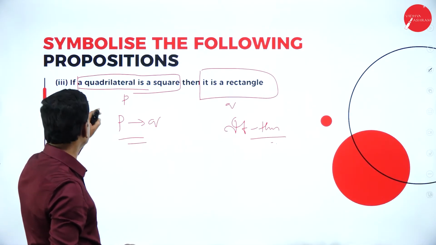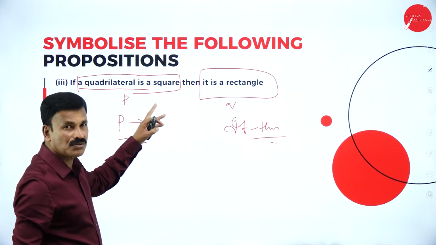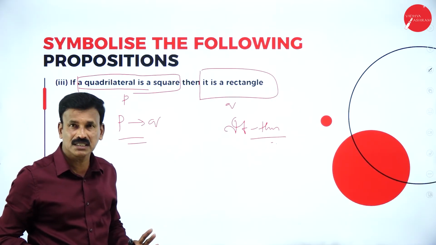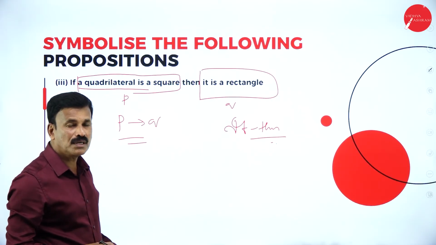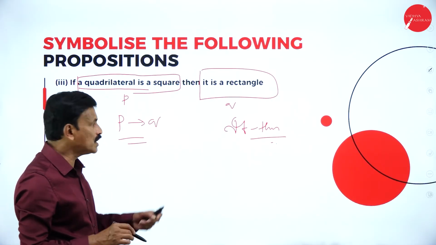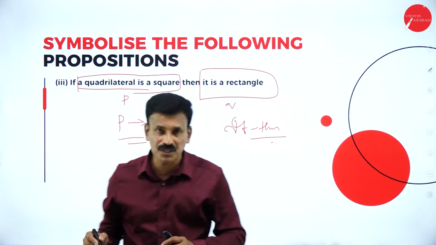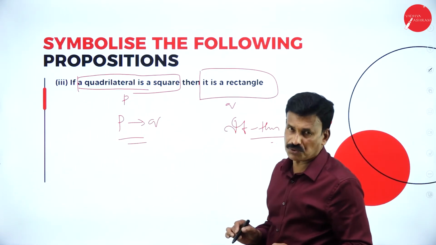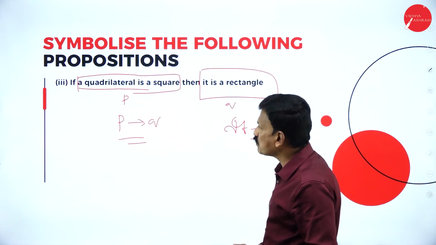P conditional to Q means if a quadrilateral is a square, then it is a rectangle. In the previous problem, they have given not. So here not is given. So straight away you can write P conditional to Q. Now move on to the next problem.